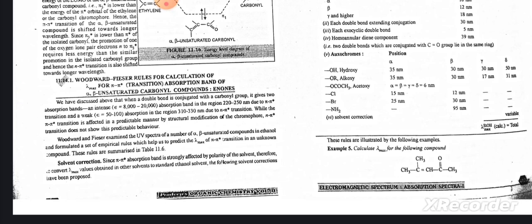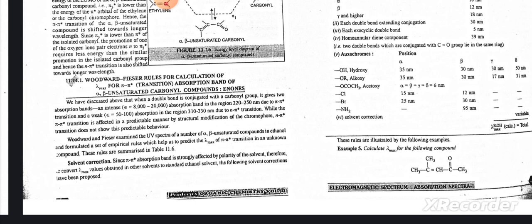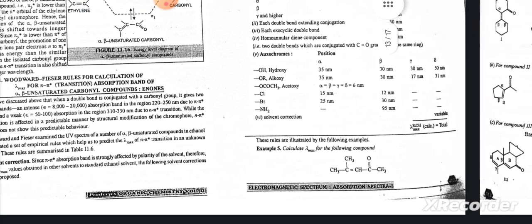Woodward and Fisher examined the UV spectra of a number of alpha beta unsaturated compounds in ethanol and formulated a set of empirical rules which help us to predict the lambda max of pi to pi star transition in an unknown compound. These rules are summarized in table 9.6. Solvent correction. Since pi to pi star absorption band is strongly affected by polarity of the solvent, therefore to convert lambda max value obtained in another solvent to standard ethanol solvent, the following solvent corrections have been proposed.